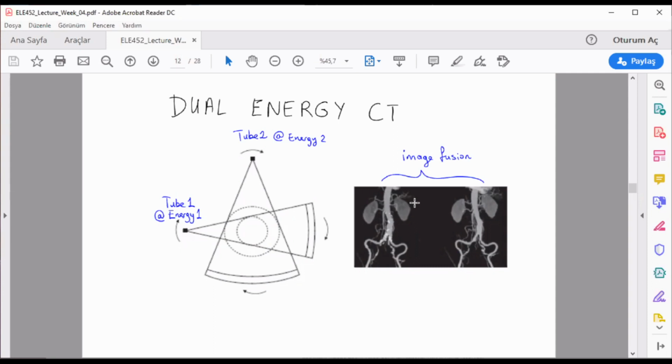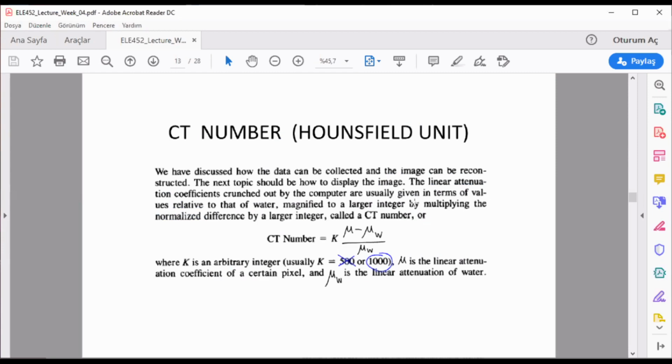So two different energies may yield a kind of image fusion, image combining, or getting the best outcome for two different kinds of tissues, like the one seen on the right side, where blood vessels and some organs cannot be simultaneously seen at one energy level, but they can be seen at two different energy levels with better contrast.